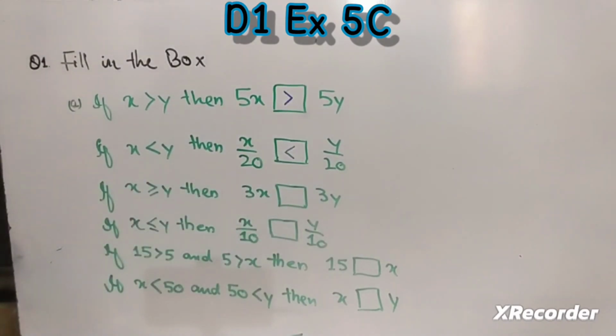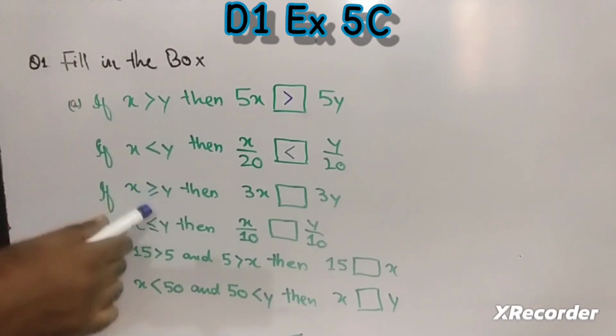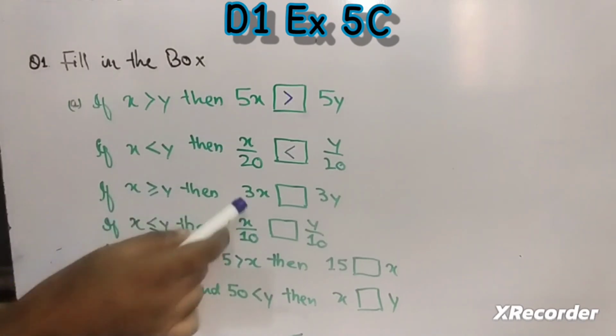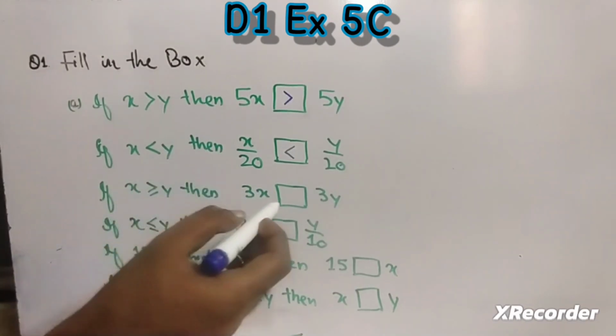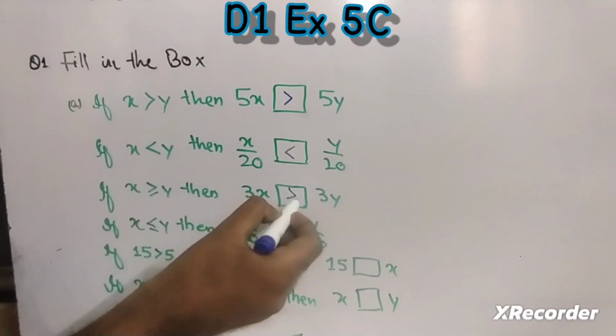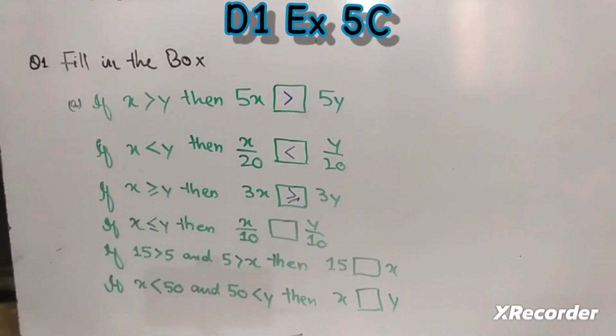Part 3, if x is greater than or equal to y, then 3x dash 3y. So since x is greater than or equal to y, so 3x is also greater than or equal to 3y. So we put a greater than or equal to sign.